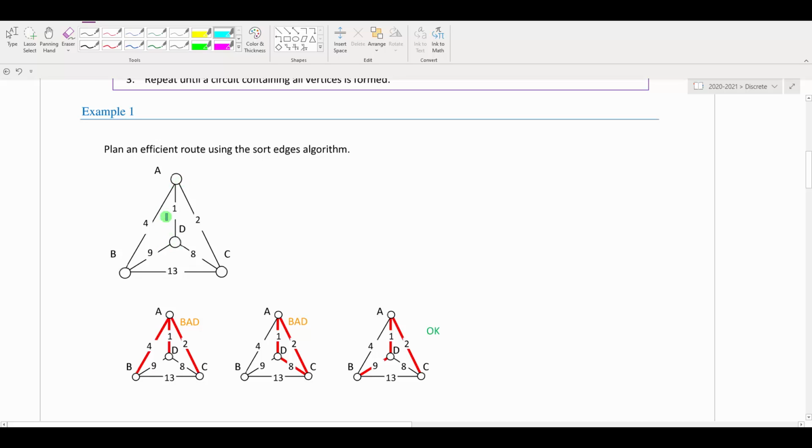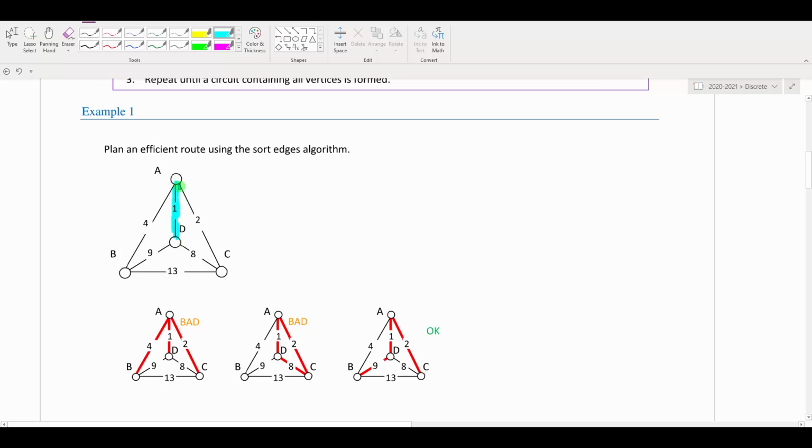You just go into the graph and find the cheapest edge, which is going to be from A to D here. That is the cheapest edge with a cost of 1. So I'm just going to highlight that edge, and you can see this is now part of our circuit. Right now, what we have in our circuit is a path that travels from A to D.